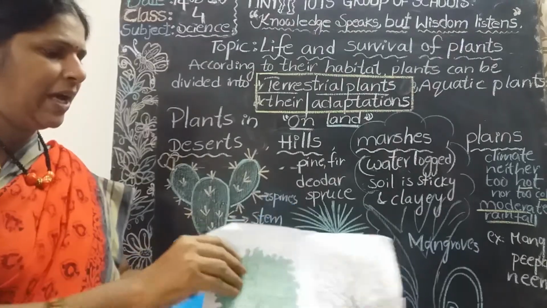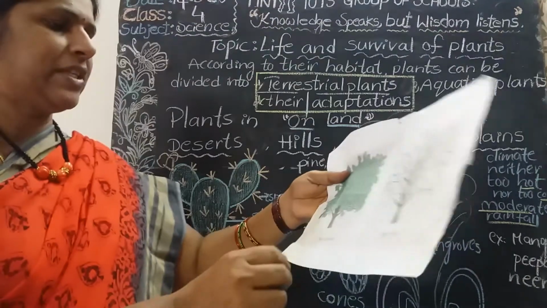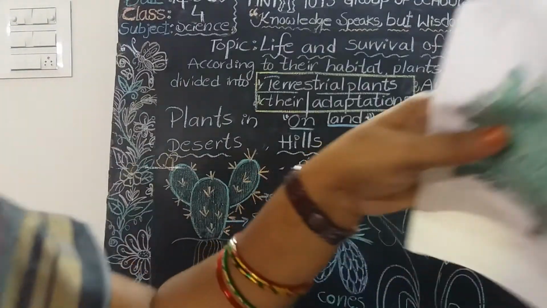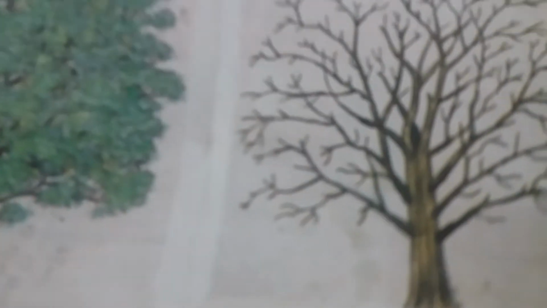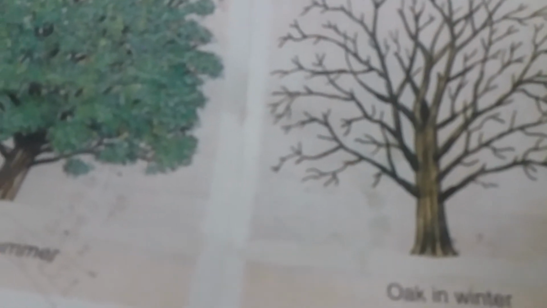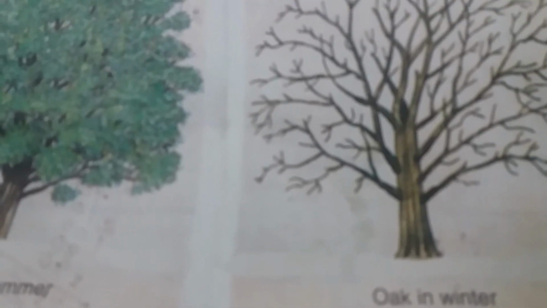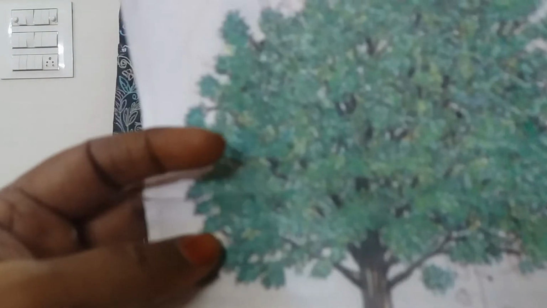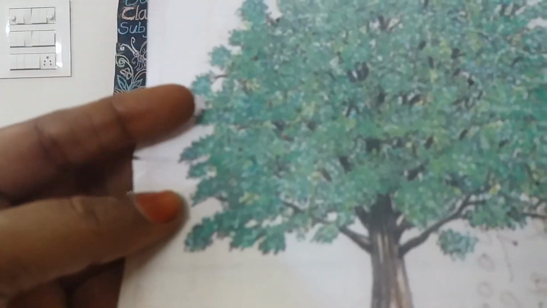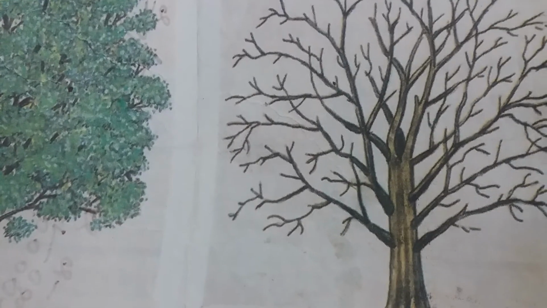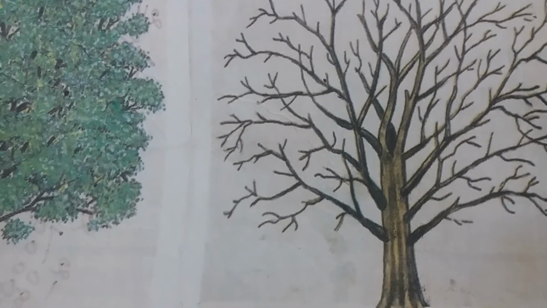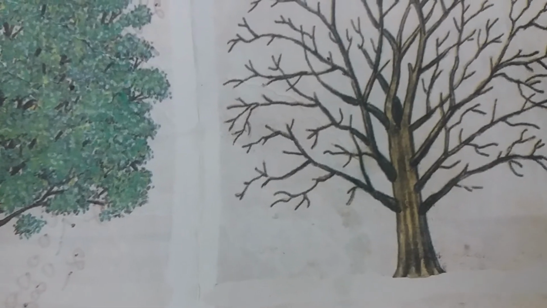See here, oak tree. In summer it does not lose leaves, but in winter it cannot bear the cold climate. That's why it loses its leaves in winter season. This is a deciduous tree. This is the evergreen tree. Evergreen means they always retain the leaves throughout the year. Deciduous means they lose their leaves in winter. To protect themselves from the cold, they lose their leaves.